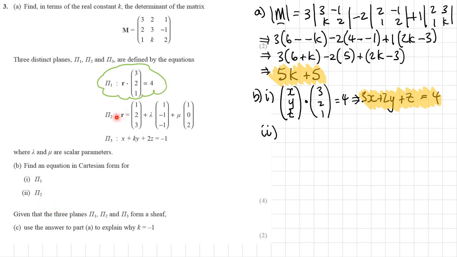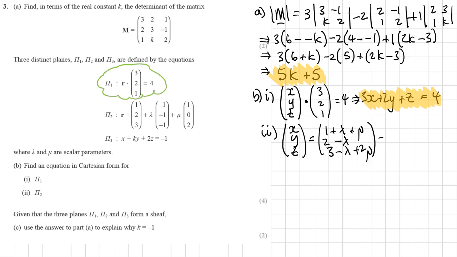So just like before, we'll replace this vector point with a Cartesian point r, so that gets replaced with x, y, z. Then on the other side, I'm just going to gather together all of these terms and put them into one bracket. So I will have 1 plus lambda plus mu. Then in the second row here, I will have 2 minus lambda. And then in the bottom row here, that will give me 3 minus lambda plus 2 mu.